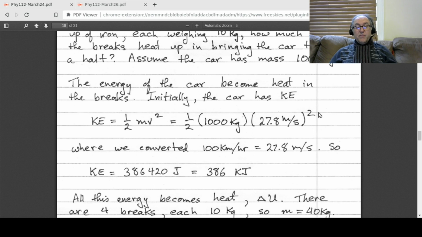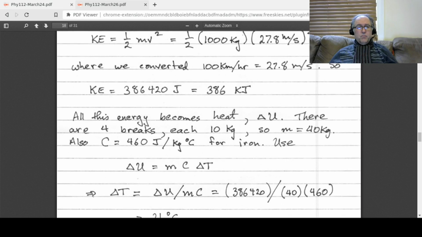Okay, so let's calculate the kinetic energy when the car is moving. It's 1/2 mv squared, so that's 1/2 times the mass of the car, which is 1,000 kilograms, multiplied by the velocity. The velocity was 100 kilometers per hour, but we have to convert that to meters per second. We've done that a lot of times, so I didn't bother you with the details. It's 27.8 meters per second. You crunch that through your calculator, and you get 386,420 joules, or 386 kilojoules, which is a significant amount of energy. A kilojoule is pretty big energy.